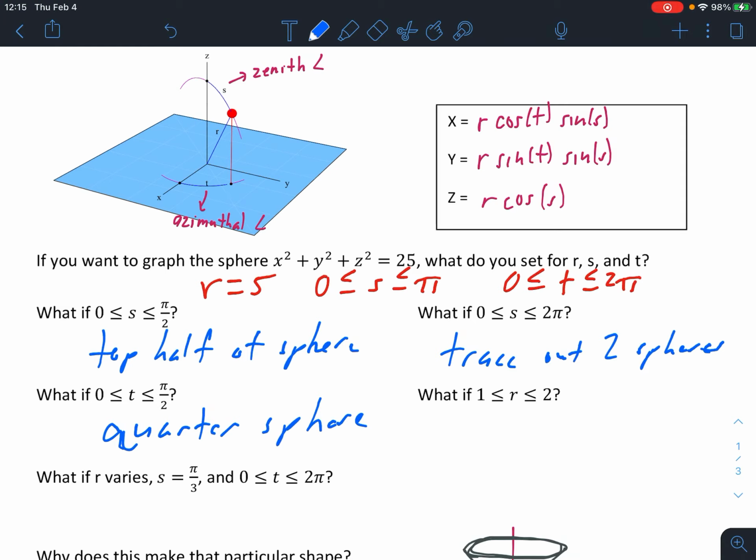What if we let r range from 1 to 2? Well, in that case, we're going to get a hollow sphere whose inside radius is 1 and whose outside radius is 2.